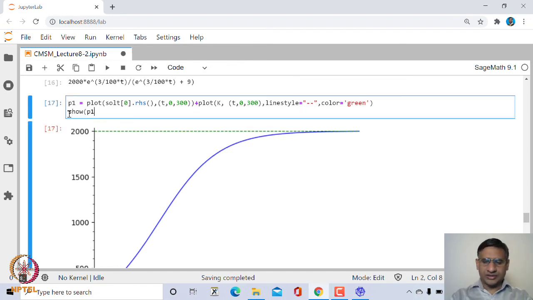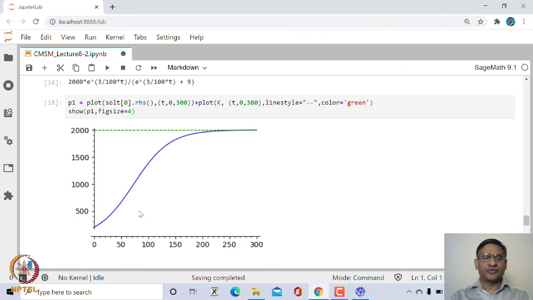So, let me say fig size is equal to 4. So yeah, that is how the solution curve looks. It is a period of 0 to 300. If you make it 500 instead of 300, then you will see that it is all very close to this carrying capacity, right.